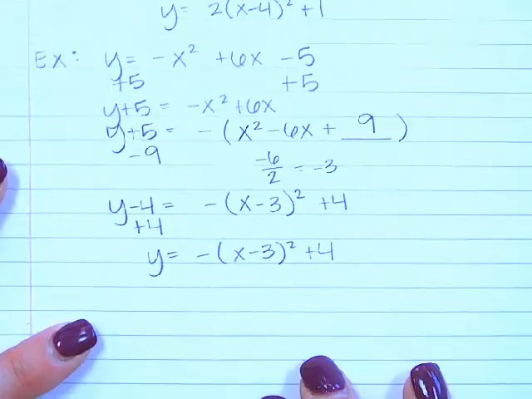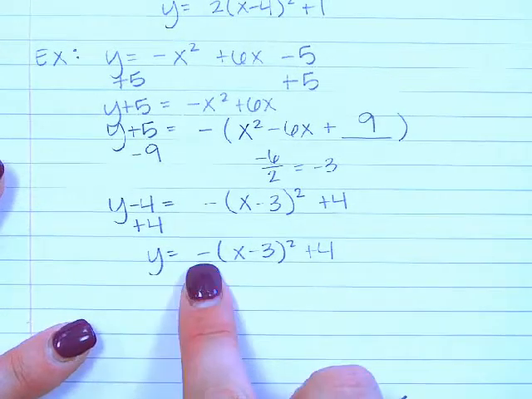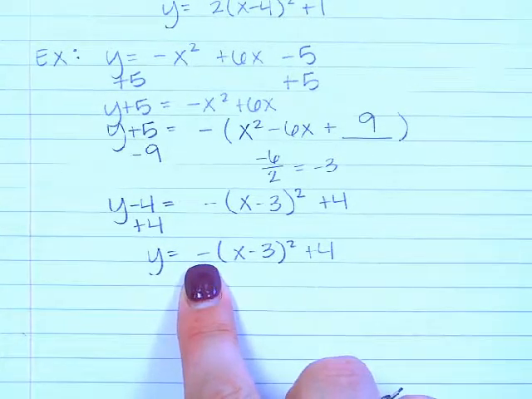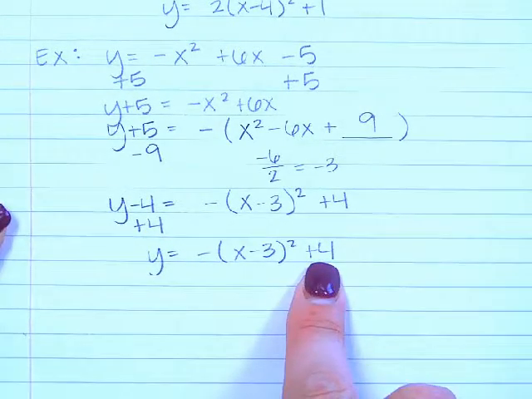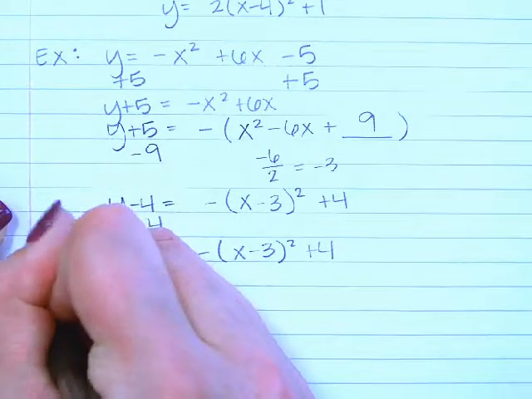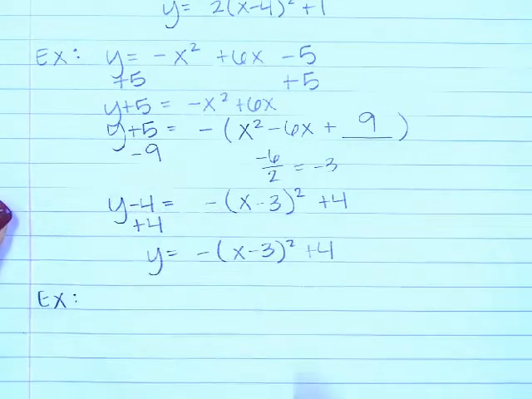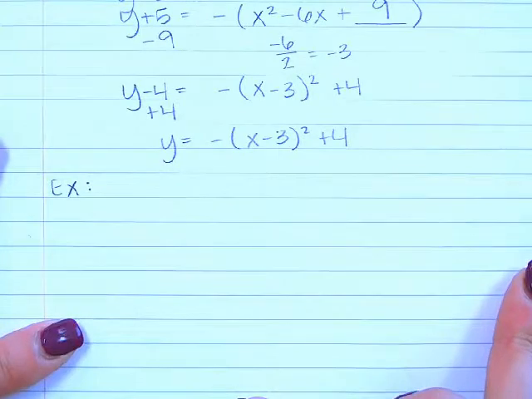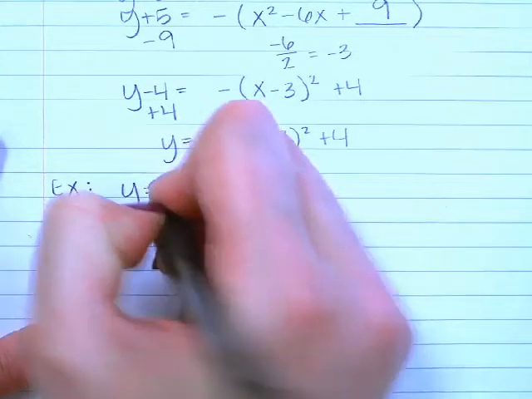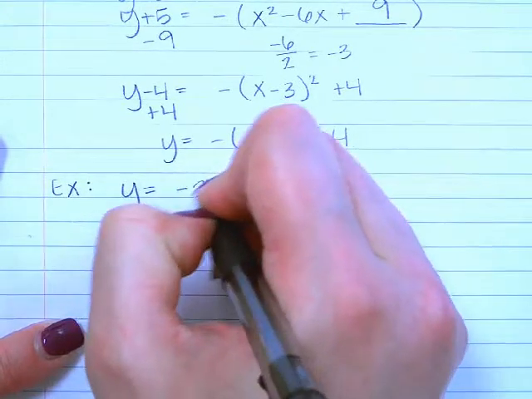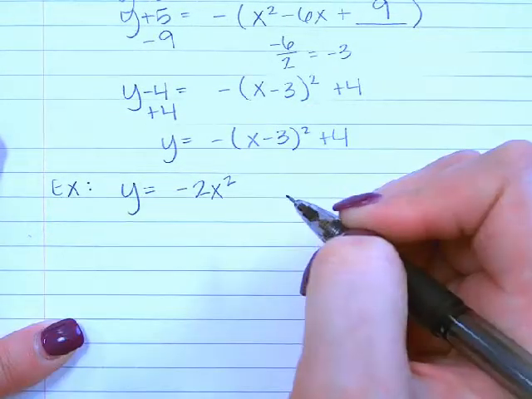And so in the vertex form, I can see that one of the transformations is this parabola has been reflected over the x-axis, shifted right 3 and shifted up 4. All right, for this one, we're going to have a negative with a number.